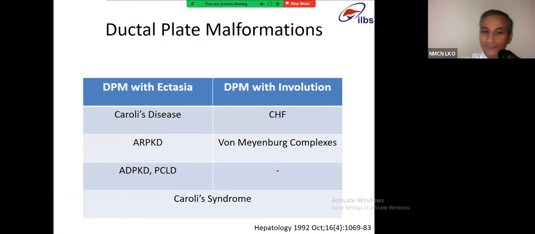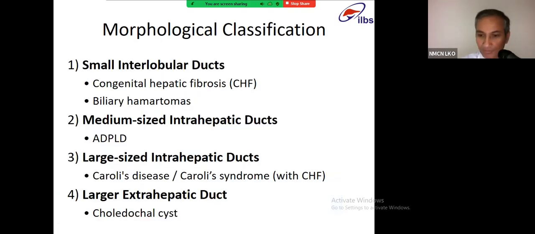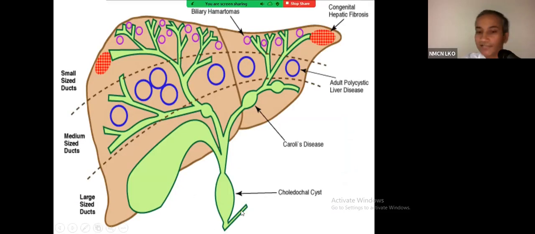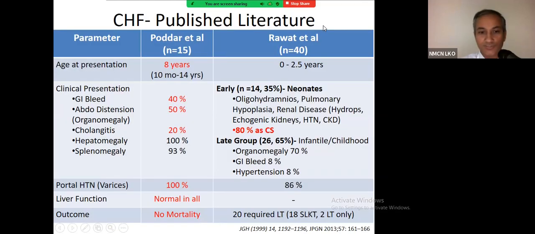So various types: Caroli's, CHF, CHF with ARPKD, with ADPKD, and or with von Meyenburg complexes. Again, this morphological classification depends on whether the small, medium size, or large size intrahepatic ducts are involved. This is shown here: large ducts, Caroli's disease. Medium sized ducts are polycystic liver disease, and small sized ducts are von Meyenburg complexes and congenital hepatic fibrosis.